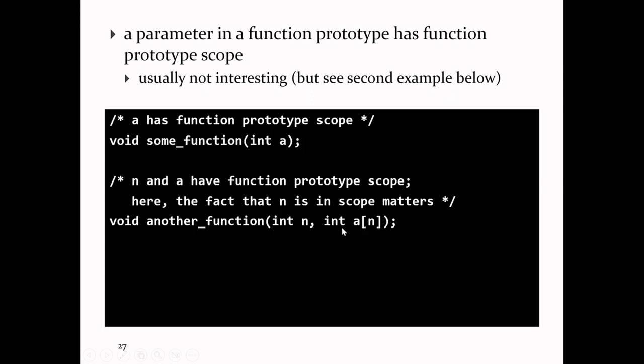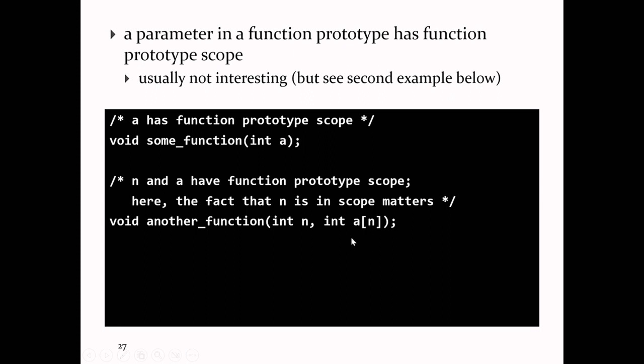So that's the only time that function prototype scope matters in this course. It's when you're using a variable and you want to specify something about the size of the array, because that's what this is doing. This is saying that you have an array of int where there are at least n elements in the array. That's what you're trying to say right here.